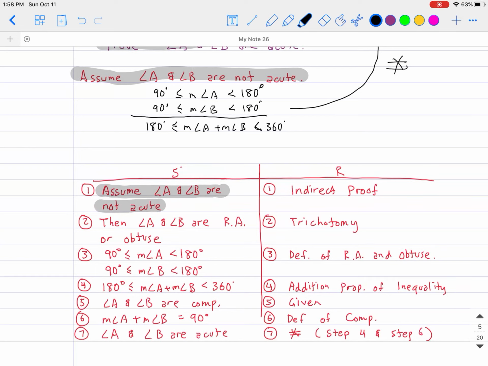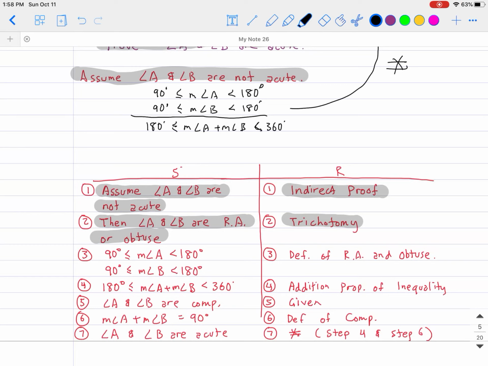So first, like I said, I am going to assume that A and B are not acute to each other. My reason for that is just indirect proof, because that's what I'm going to tell the author that I'm using. Then we said that as a result, if it's not acute, then A and B are supposed to be right angles or obtuse. And we said earlier that is because of trichotomy.